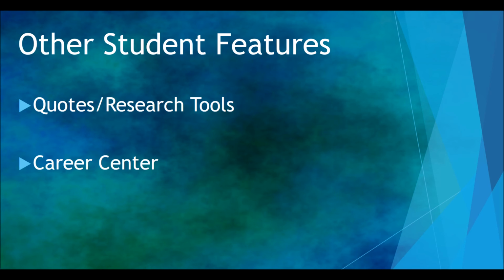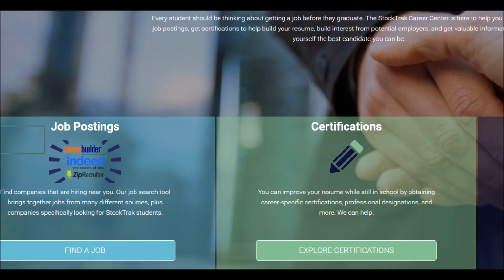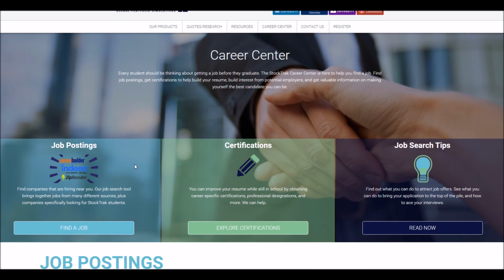We also have a Career Center, which has over 500,000 jobs available for your students. This includes both jobs and internships that they can apply for before they graduate. The Career Center contains job postings, which come from 3 different sources and has over 500,000 jobs in total, including internships and full-time jobs for fresh graduates.